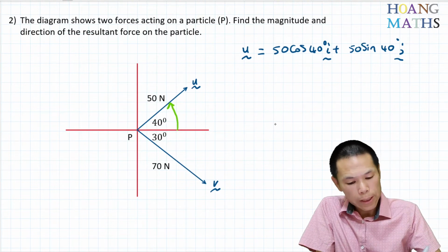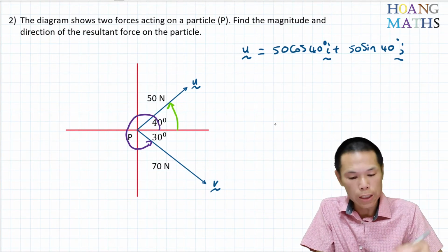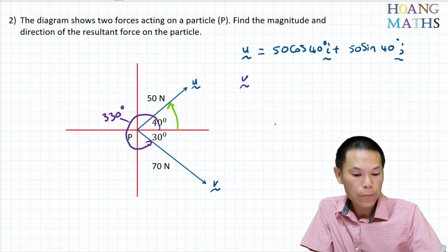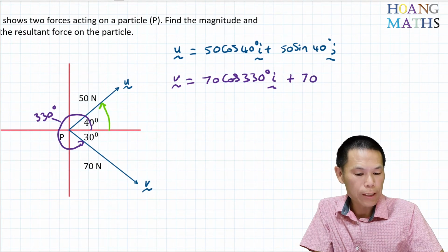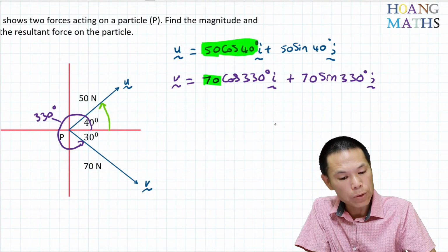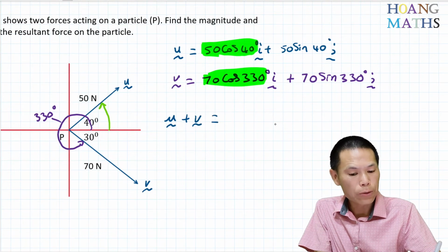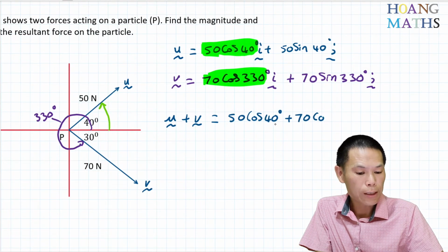And then for v, this is 30 degrees. So all the way from here to here, we have 360 minus 30. That means 330 degrees is the direction. Therefore, vector v is equal to 70 newtons cos 330 for the i component plus 70 sin 330 for the j component. Now we just need to add them up. For the i components, we just add them together, so u plus v is equal to 50 cos 40 plus 70 cos 330 i.